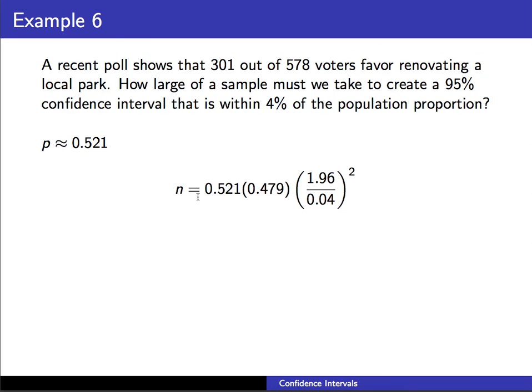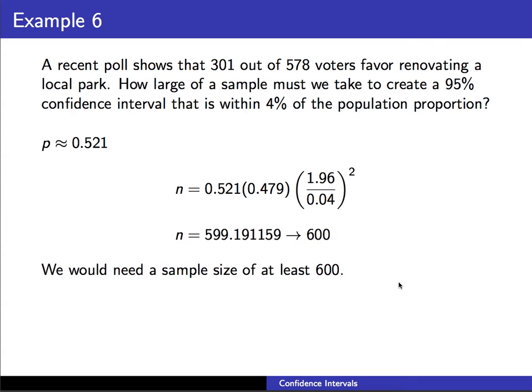So plugging in the values, we have 0.521 times probability of failure, 0.479. All that times our critical value for 95%, which is 1.96, over 4% as a decimal, which is 0.04, and we're going to square that ratio. We get about 599.19, which bumps it up to 600. So we would need a sample size of at least 600.